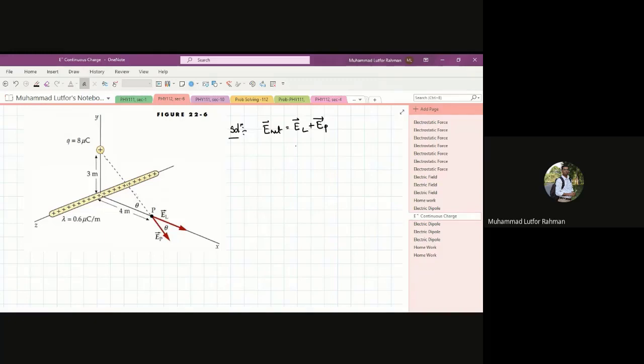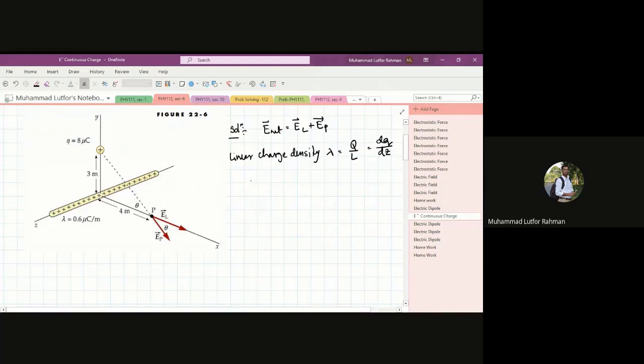To find the electric field by the line charge, we will define a parameter. It's actually called the linear charge density, lambda, which is charge per unit length, or differential charge divided by differential length, which is the same.